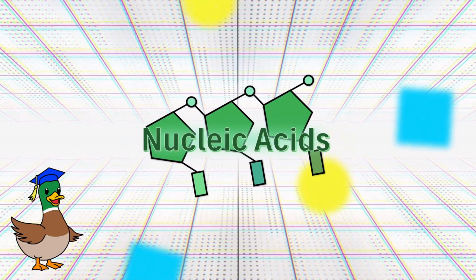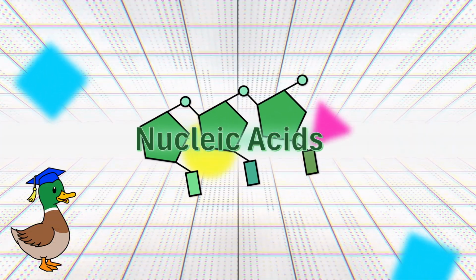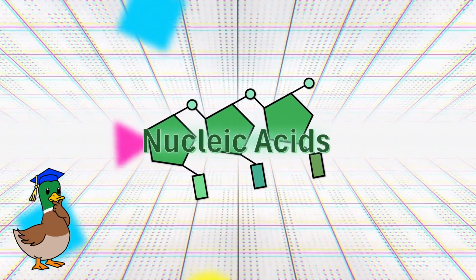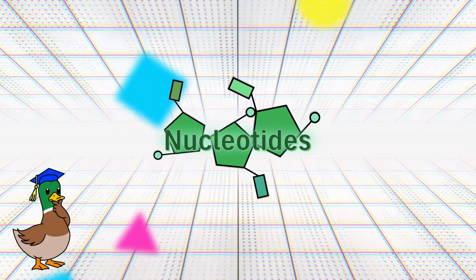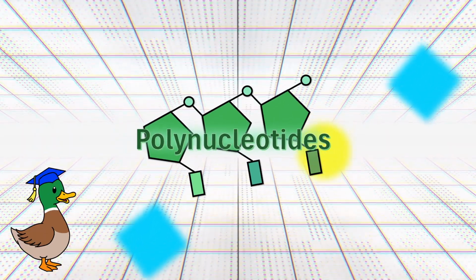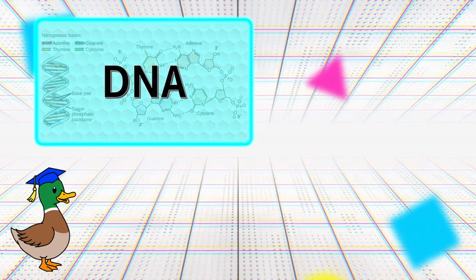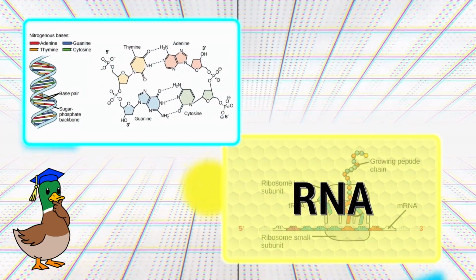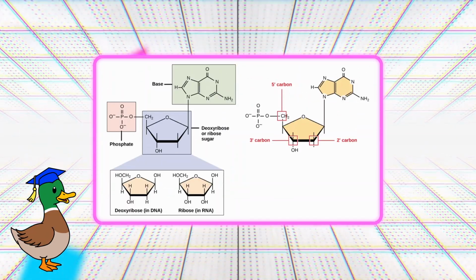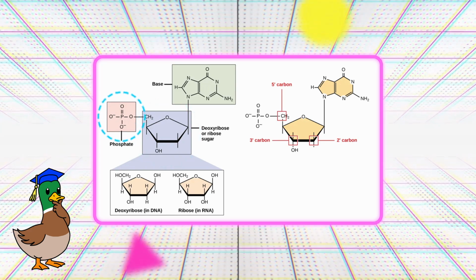Next up, nucleic acids, the macromolecules that are responsible for the storage and transmission of hereditary information. With nucleic acids, the individual subunits are called nucleotides, the covalent bonds are called phosphodiester linkages, and the polymers are called polynucleotides. There are two nucleic acids to remember: DNA, which stands for deoxyribonucleic acid, and RNA, which stands for ribonucleic acid.